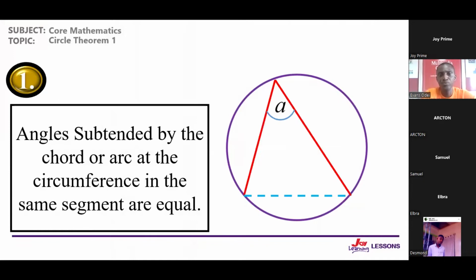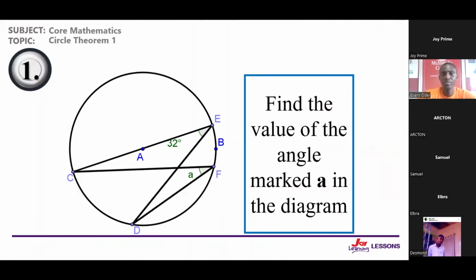So in an objective question, if I give you a question like this, this is the diagram. Find the value of angle marked A in the diagram below or beside or above, depending on where you position yours. So what will be the answer for A? Can I get someone raising the hand up to tell me the answer for A? Let me see whether my students are with me. Anybody hand up to give me the answer for A?